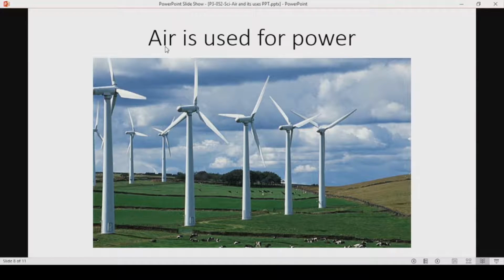Air is used for power. Yes, there is a type of power we call wind power. You can see here, these are the turbines. And when the wind blows, these turbines will turn around to generate electricity.